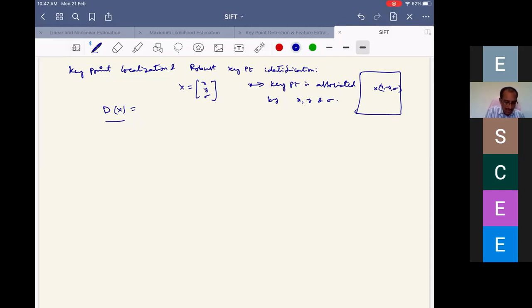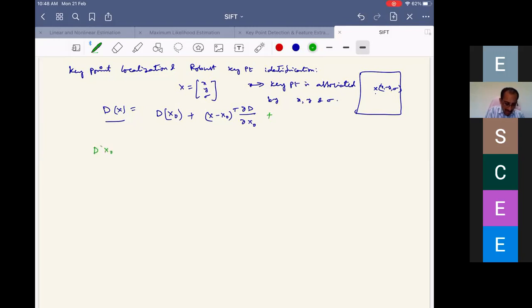So to know that, let's expand this in terms of the Taylor series. How do you expand d of x naught? Let there be the exact location of the key point, d x naught. And then x minus x naught, times dou d by dou x. Why am I writing dou d by dou x naught? Can some of you tell? Why can't I write the transpose, which I have also used here?